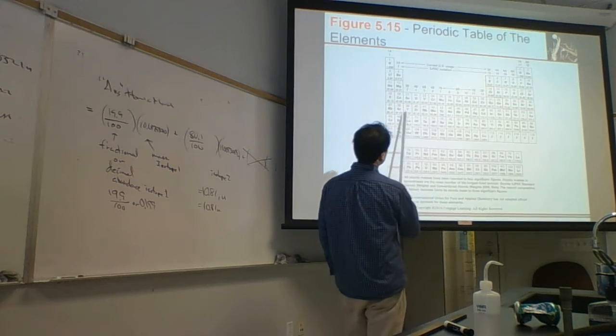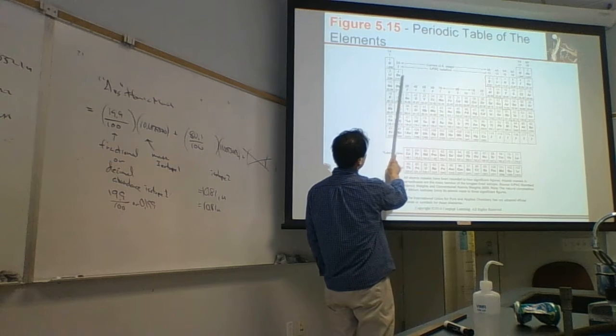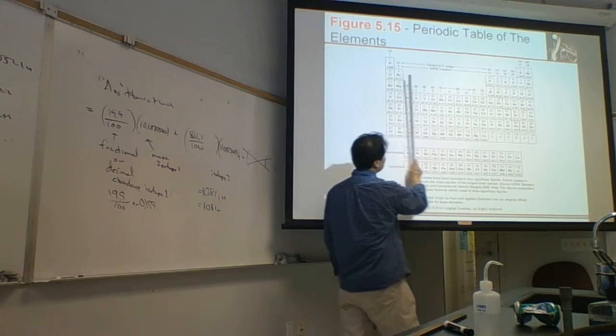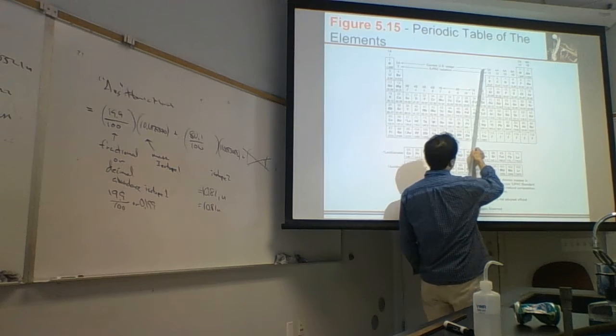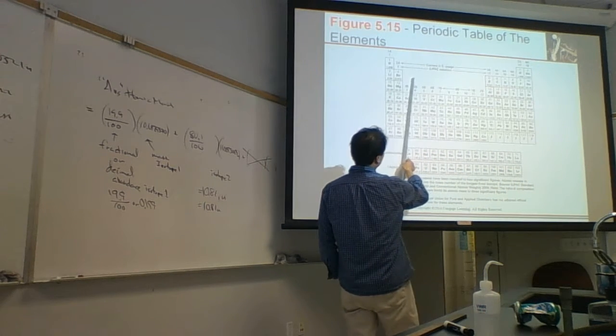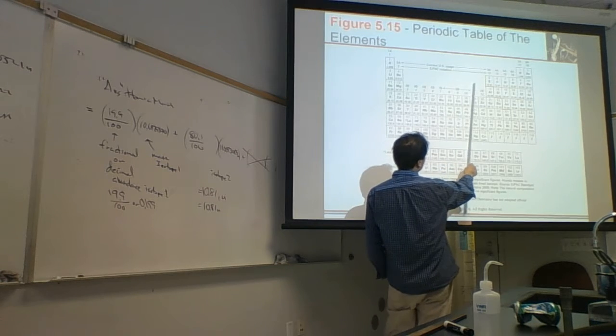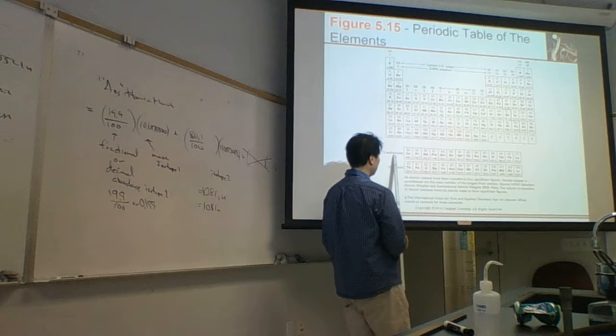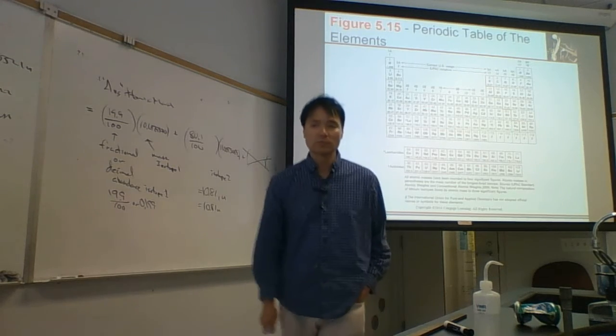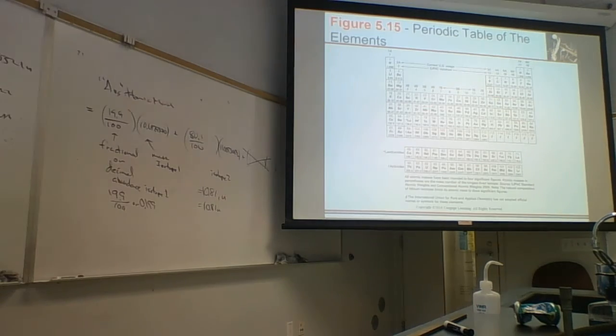Then we divide it into main group. Main group are the first 2 families or columns, and the last 6. This big block in the center is not part of the main group. It's called the transition metals. And these ones sticking outside here are the lanthanides and actinides, which are the rare earths. Then we have certain families, like the noble gas family, etc.